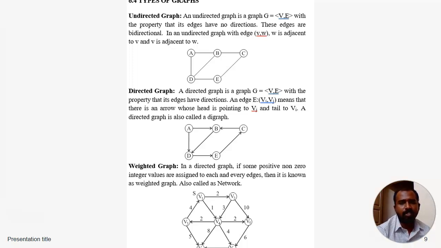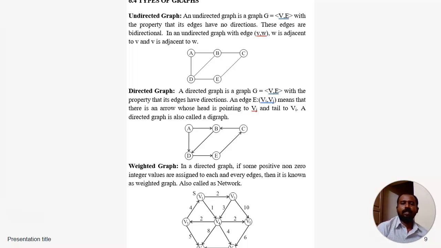In a directed graph we have made the directions: A directed to B, A directed to D, B directed to D, D directed to E, E directed to C, C directed to B. We have put the arrow marks in the graph. This is the example of a directed graph. Next we will see about the weighted graph.